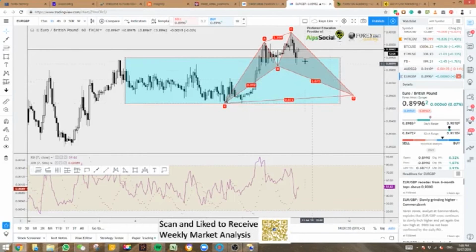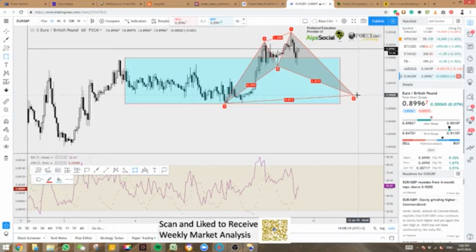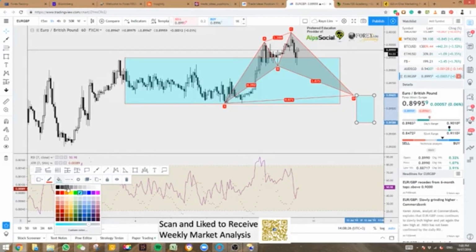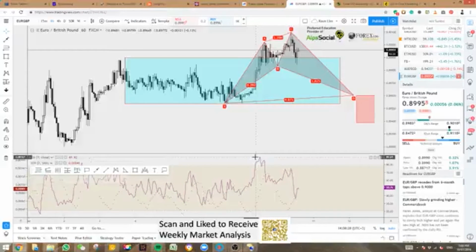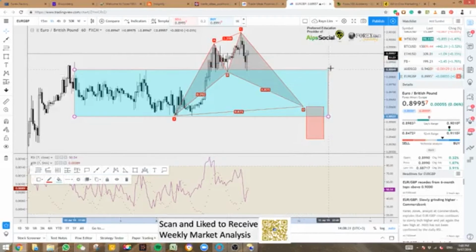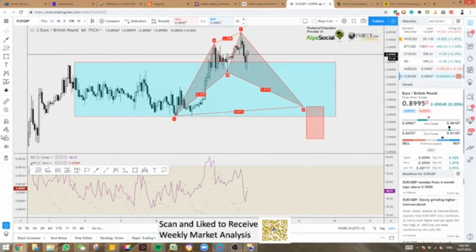My stop loss will be about 15 pips below the low price. So it will be about 0.8938. Alright, so this is my stop loss. I would say take a conservative approach on this trade.